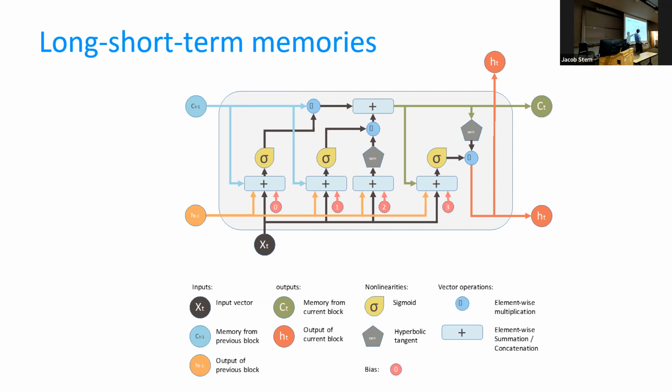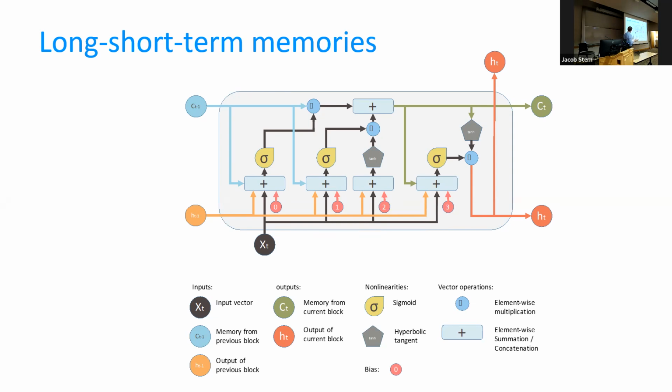Yeah, so we have an input xt. What else? We have hidden states coming in. And then also hidden states coming out. What else? Yeah, we have this extra input ct minus 1, and then an extra output ct. So that's the part that's a little bit different about LSTMs compared to vanilla RNNs.